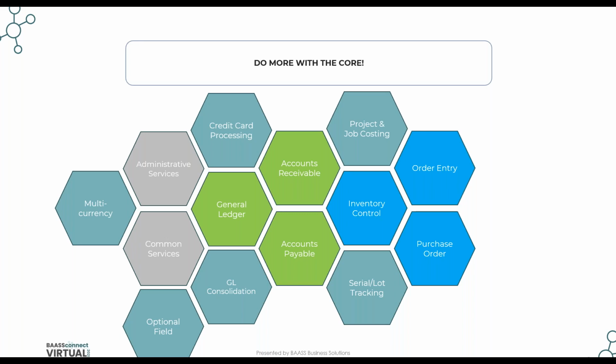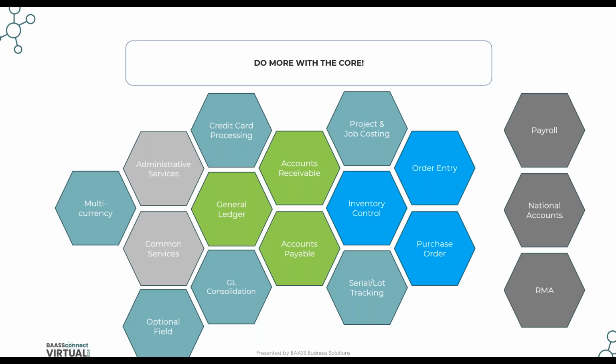You may already have these modules depending on your subscription plan. Furthermore, if you need payroll, customer, national accounts for multi-store big box chains such as Walmart, or RMA to complement inventory control and serial lot tracking, they can be added for an additional subscription fee.